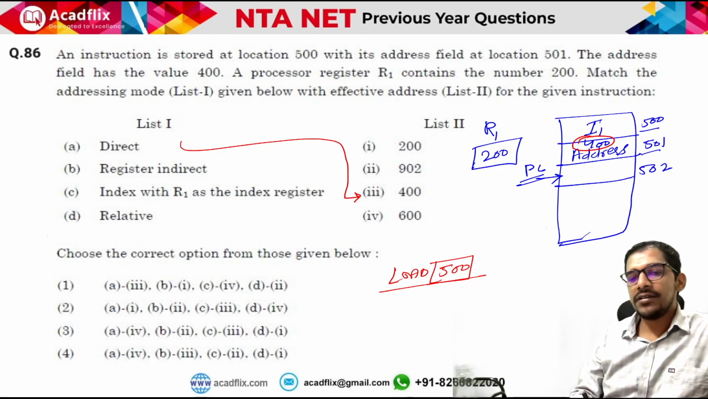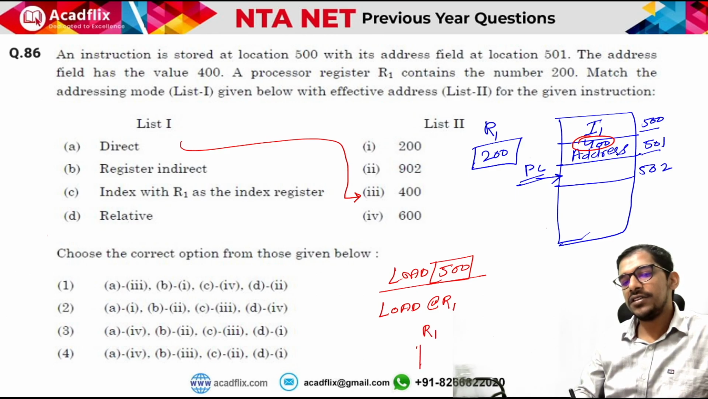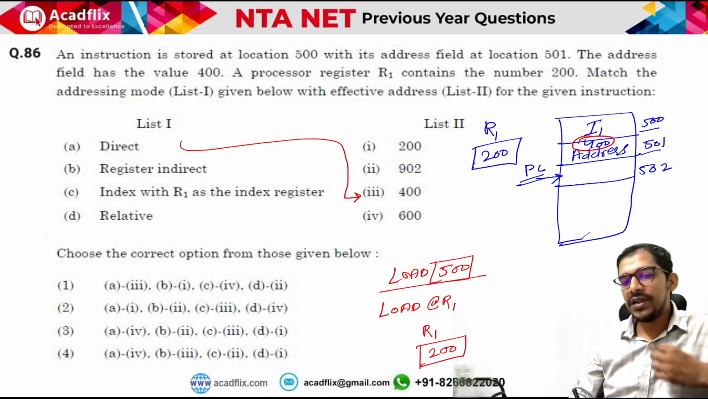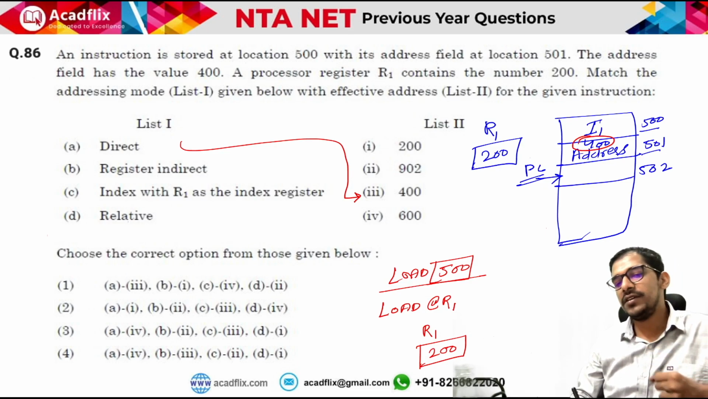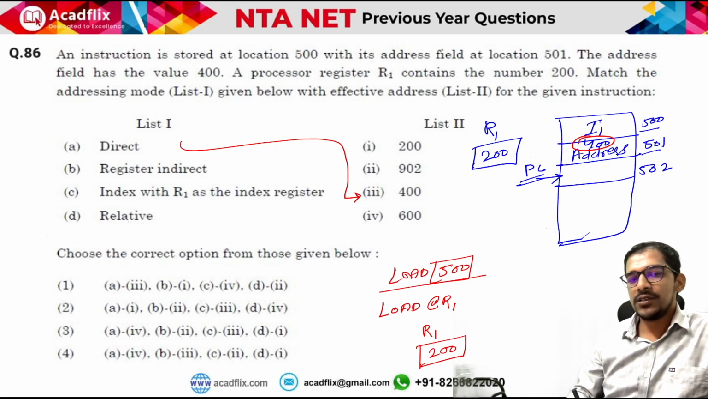Register indirect addressing mode. In register indirect addressing mode, the instruction will be something like load @R1. This simply means that first you go to the register R1, and inside the register R1 you will find the address of the operand. That means the address of the operand is not directly given in the instruction. You first access the register R1, inside which you find the address of the operand. So according to register indirect addressing mode, the address of the operand will be 200.